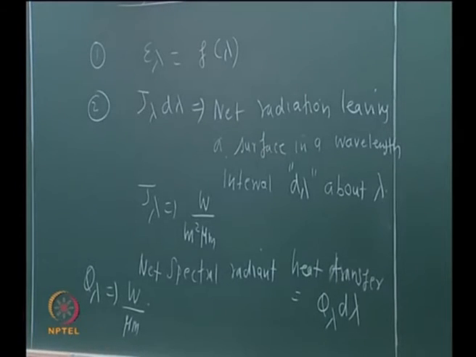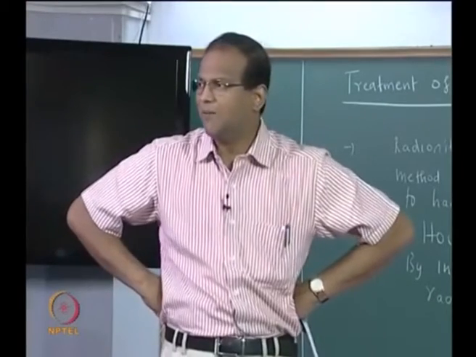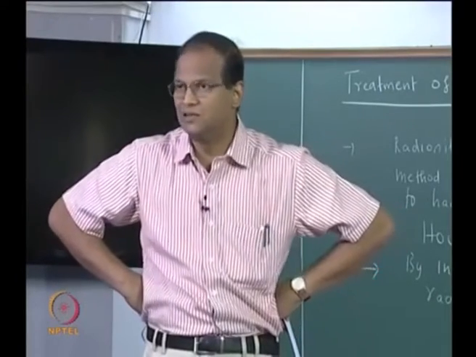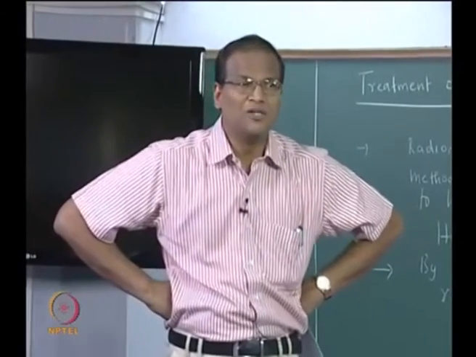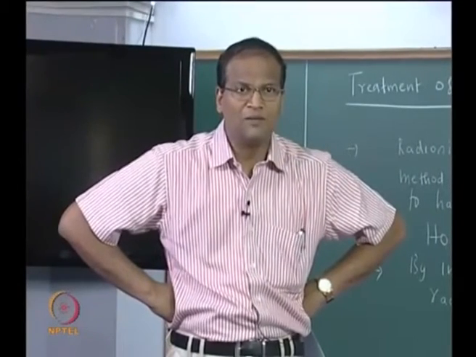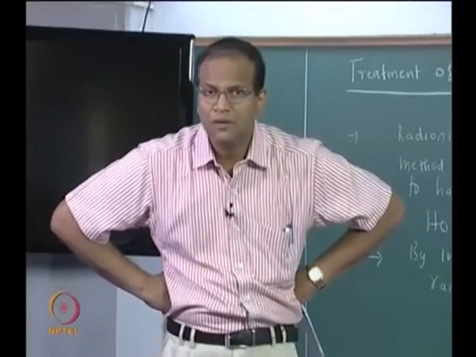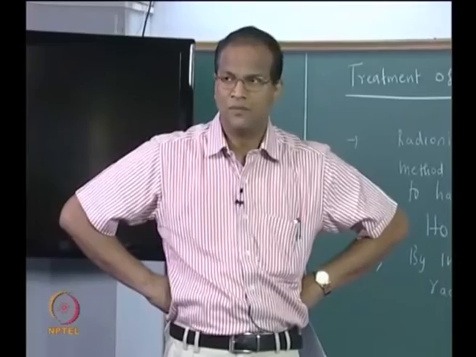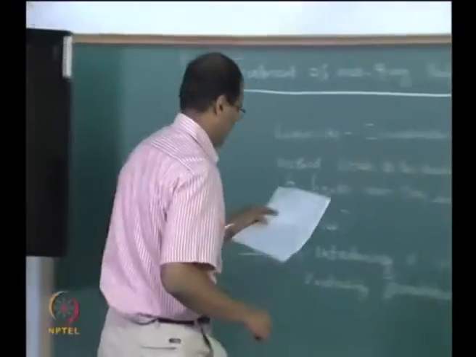Since the whole wavelength interval, lambda equal to 0 to lambda equal to infinity, is not used, we are considering d lambda about lambda, we cannot use the Stefan-Boltzmann law. But does it mean that we cannot proceed with the calculations? Instead of the Stefan-Boltzmann law, what will you use? What is the original law? We will use Planck's law, right?